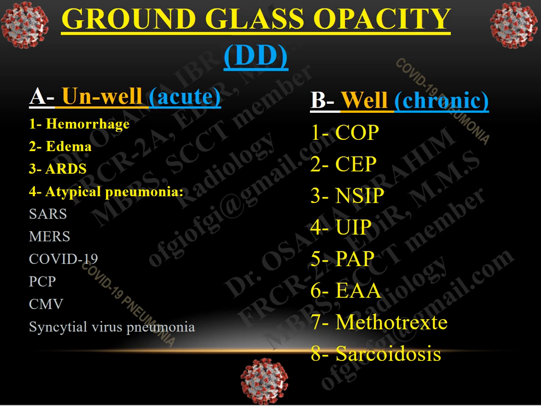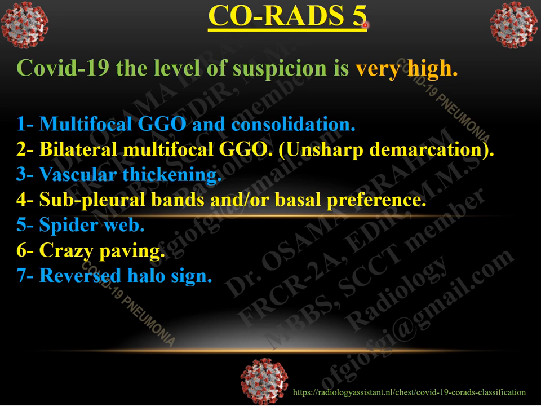Now we're going to the other subclassifications of CO-RADS. Subclassification 5 is considered the typical finding of COVID-19 if we see it in the chest CT, and suspicion is very high for the diagnosis of COVID-19. The first one is multifocal ground glass opacity and consolidations: bilateral multifocal ground glass opacity with unsharp demarcation, vascular thickening, subpleural bands and/or basal preference, spider web, crazy paving, reversed halo. All these findings are typical for COVID-19 diagnosis.